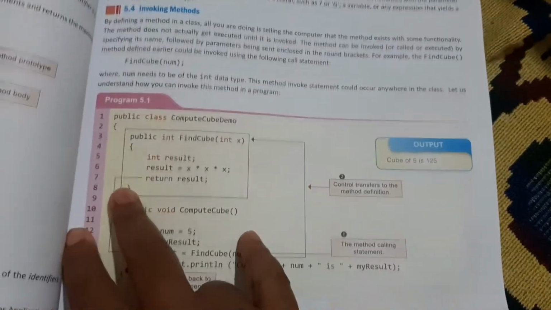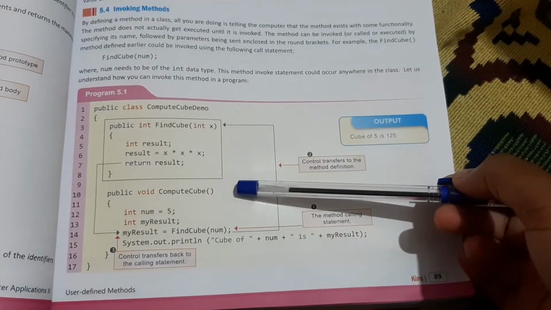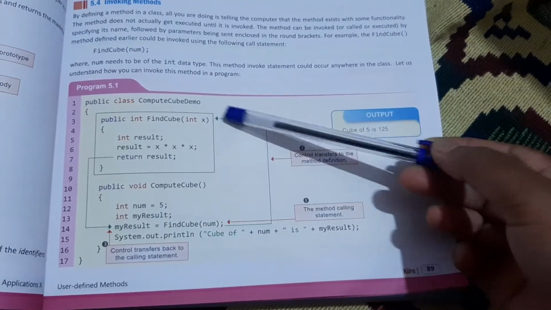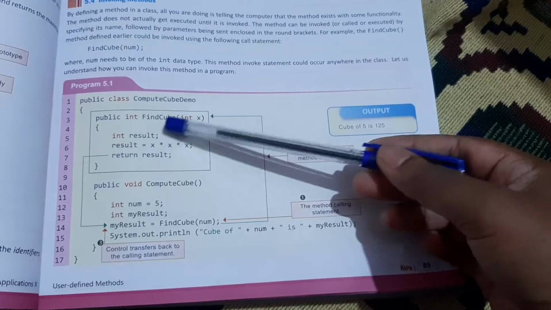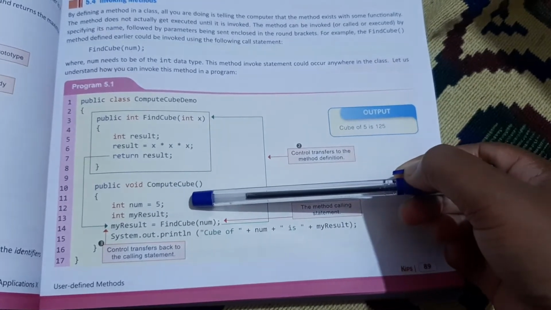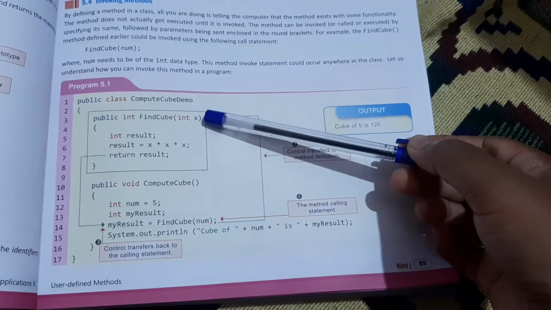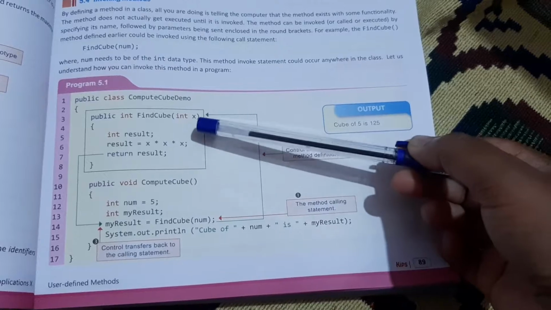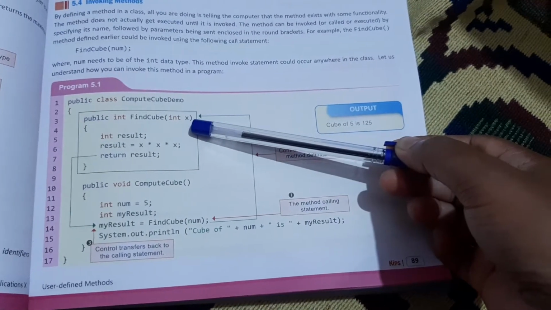The purpose of this parameter is to pass the value. Here is an example: we are trying to find the cube. This is a program to find the cube. If you see the names of the methods, they are findCube and computeCube. Now these are called methods. In the first one, it has got a parameter, but in the second method we don't have parameters.